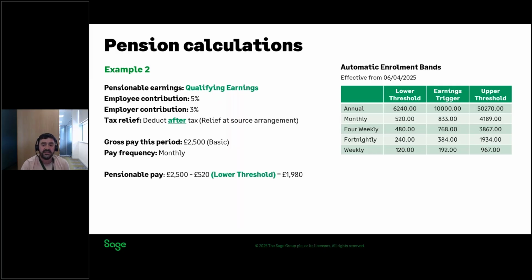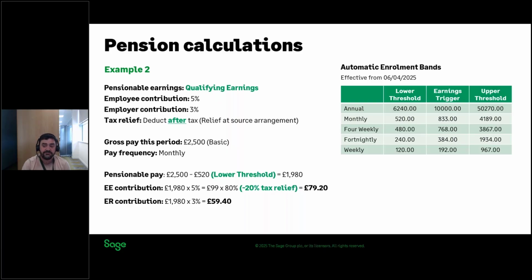So for a monthly paid employee, to establish the pensionable pay, I'm going to take that basic and deduct the lower threshold. So we're already above the upper threshold. We take the lower threshold off, and that leaves the pensionable pay at £1,980. Employee's contribution is 5% of that amount, which is £99. But because of the tax relief arrangement, we need to further reduce that by 20% or multiply it by 80% to give us the employee contribution of £79.20. The employer contribution is your £59.40, and that's simply 3% of the pensionable pay.